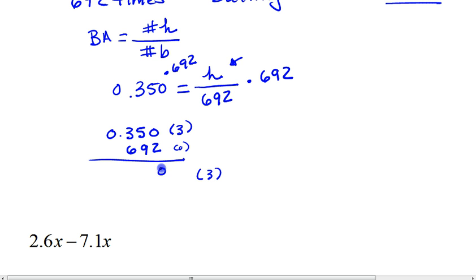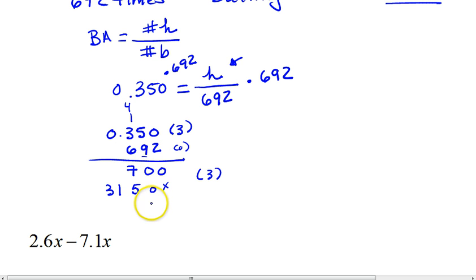0 times 2 is 0. 5 times 2 is 10, carry my 1. 3 times 2 is 6, plus 1 is 7. Alright, now we're going to multiply the tens place. 0 times 9 is 0. 5 times 9 is 45. I'm going to carry my 4. 3 times 9 is 27, plus 4 would give me 31.